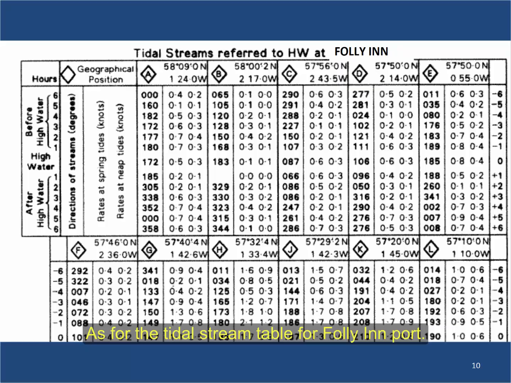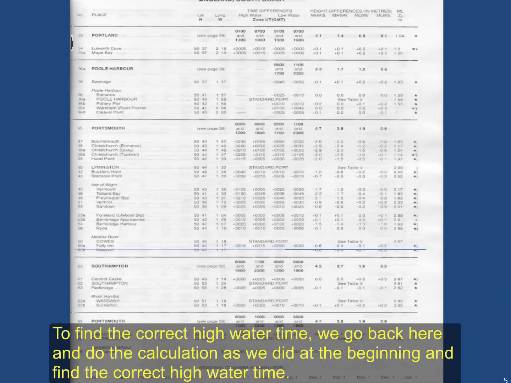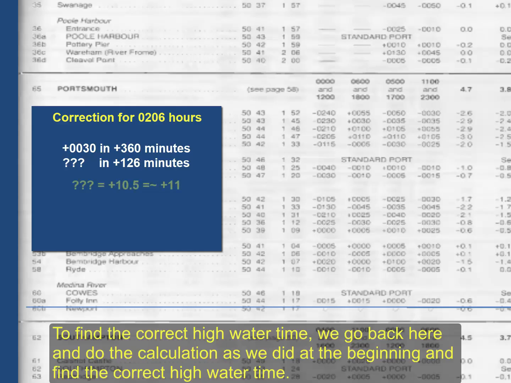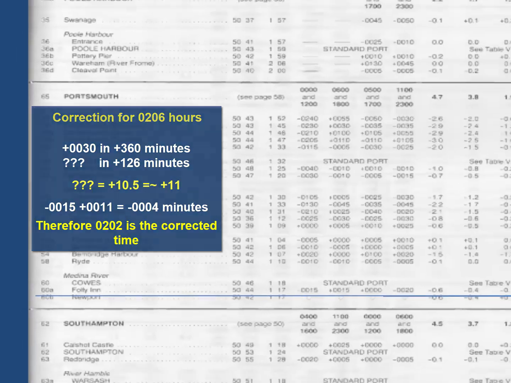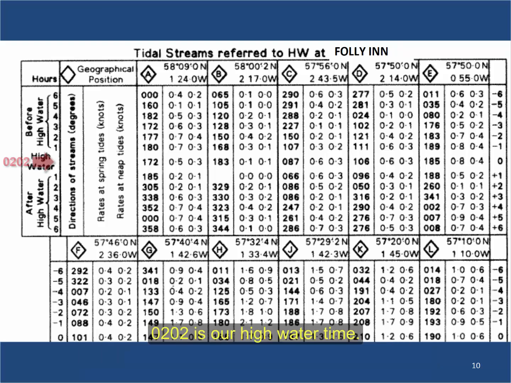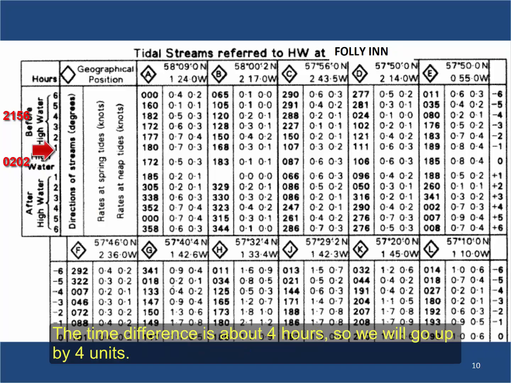As for the tidal stream table for Folly in port, since we have changed the tidal period, we need to use the new high water time. To find the correct high water time, we go back here and do the calculation as we did at the beginning. Now that we've found the correct time, we can continue. 0202 is our high water time. Our arrival time at the port is 21:56. We arrived at the port before the high water time, so we will go upwards on the table. The time difference is about 4 hours, so we will go up by 4 units.